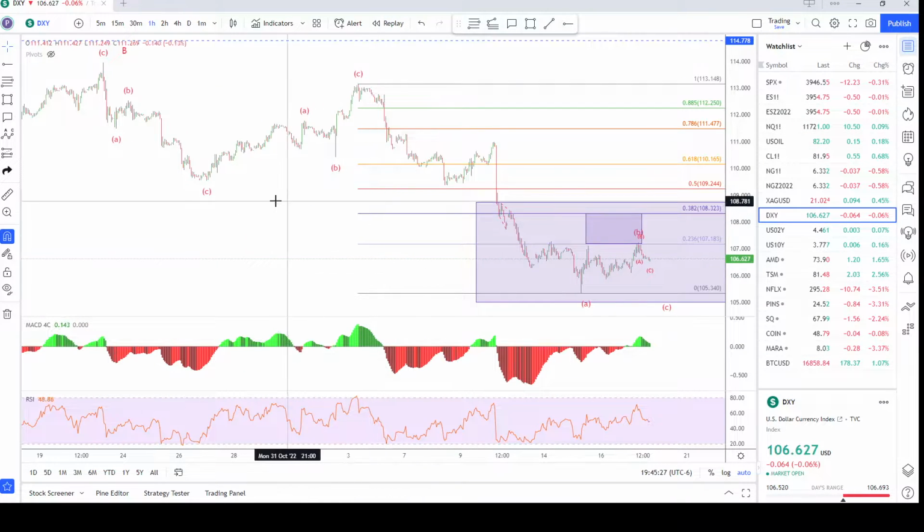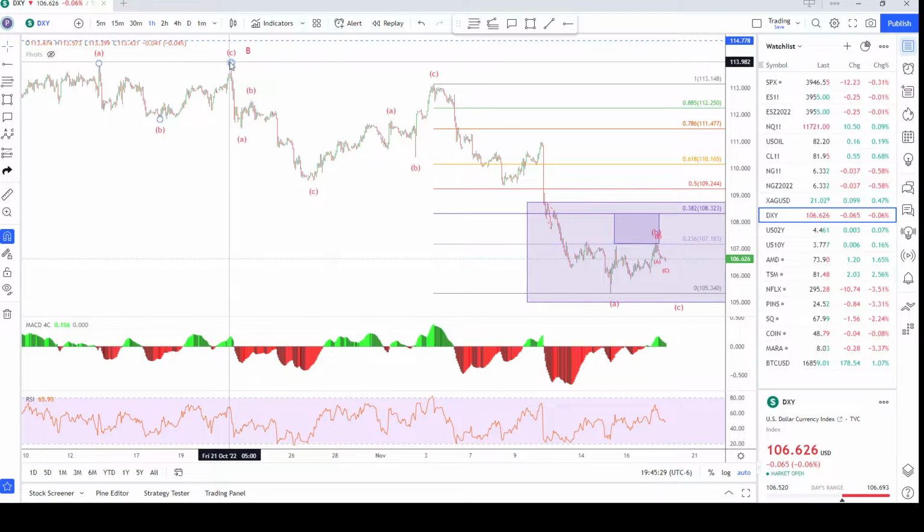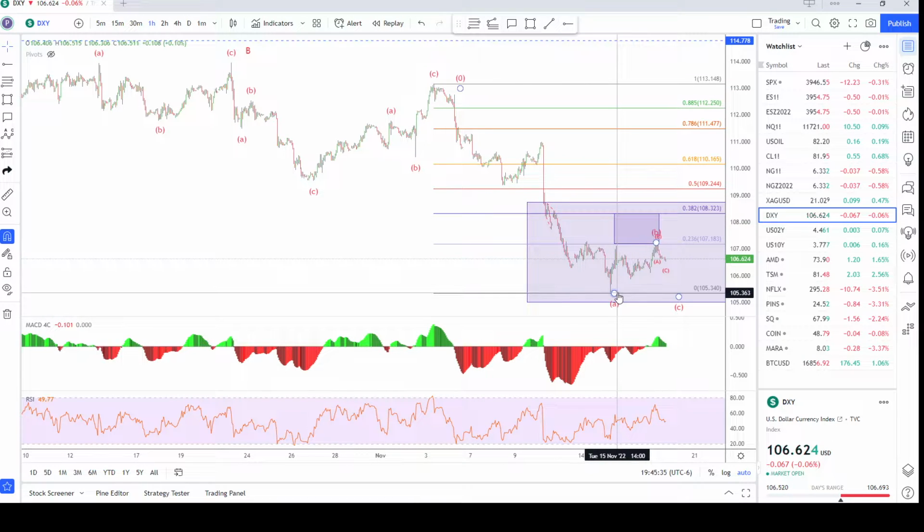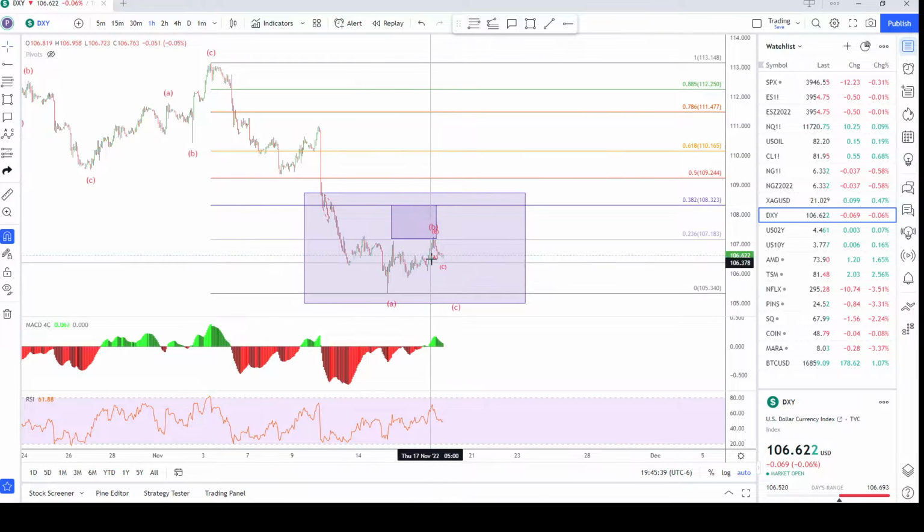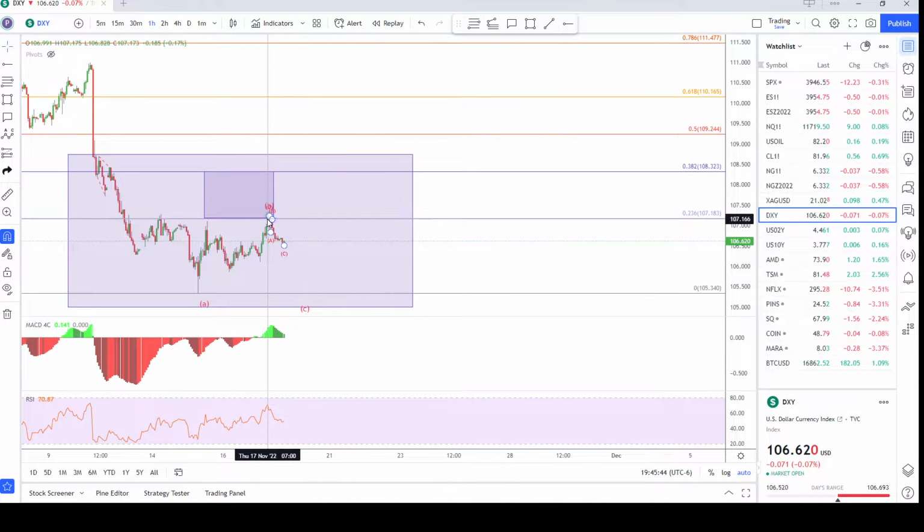So from the B up here, I got this ABC, ABC. And I have all of this coming down as just the A wave of the third wave. And sure enough, today we just pierced into this box. So I see this as coming down as A. Here's the impulse up, correction, and then this was an ending diagonal up.